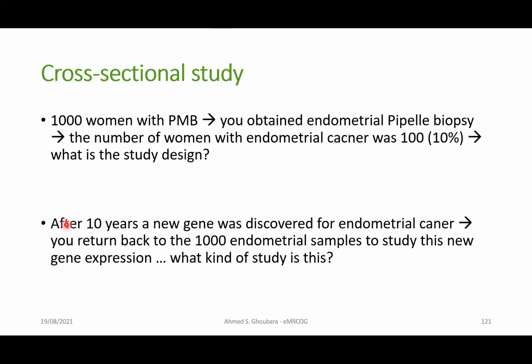Okay, the next one, this one actually is a bit tricky. Could you please tell me your thoughts about it. Think about it. After 10 years, so now you finished with your prevalence, your 10% thing, okay? After 10 years, a new gene was discovered for endometrial cancer. And you need to find out if your patients actually expressed this gene or not, like BRCA gene, like HER2 gene, any of that. So you go back to your laboratory, and you get back to your 1,000 slides from the patients to study this new gene expression.